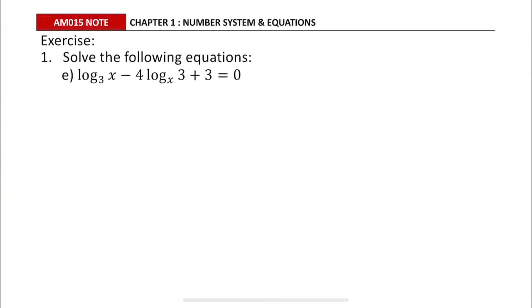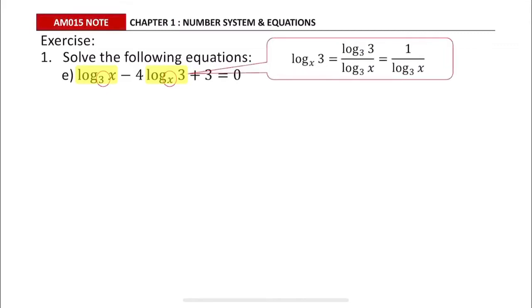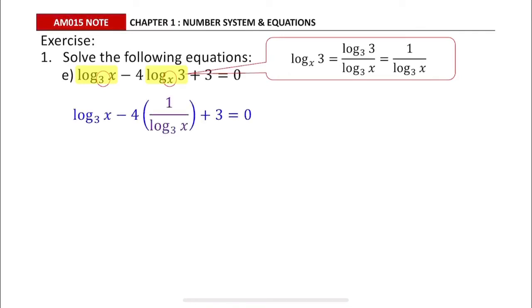This question also has two logarithms with two different bases, but this time around, one of the bases is a variable x. So it is better to change log base x to log base 3. Then the equation becomes like this. Now that we have two logs with the same base, we can let log base 3 of x equal y, so that this equation becomes easier to solve when it turns to variable y.